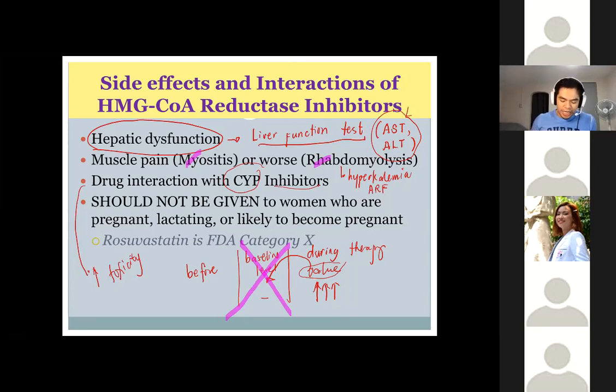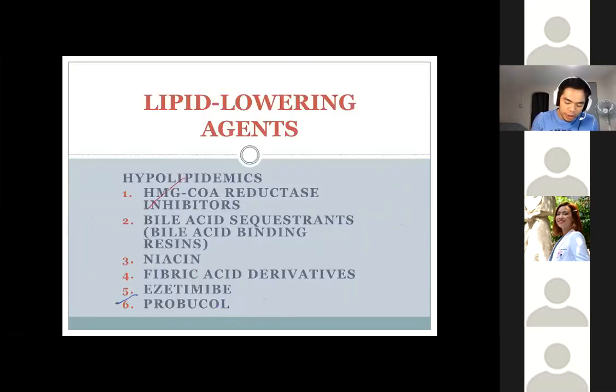So altogether, that ends the first group of hypolipidemics, the HMG-CoA reductase inhibitors. Naintindihan ang pharmacology ng statins?